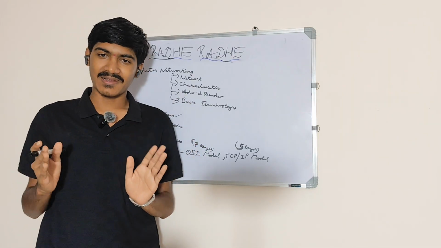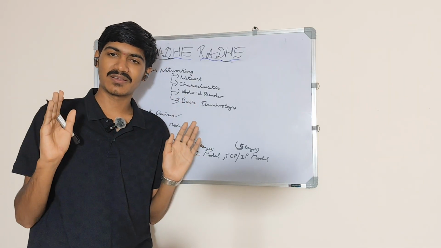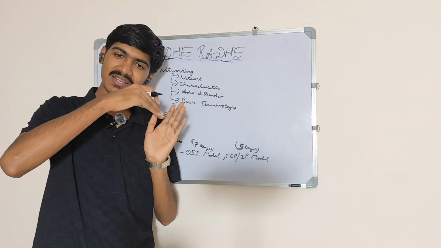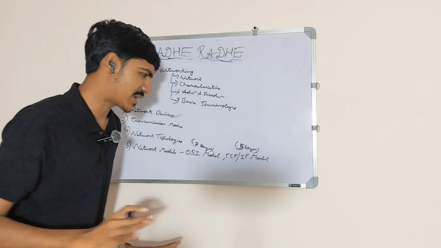I'll explain what all these layers are. Physical layer is nothing but responsible for physical transmission, physical connection between two devices. And data link layer is nothing but which actually forms the data in frames, in chunk sizes. No need to worry about that right now.